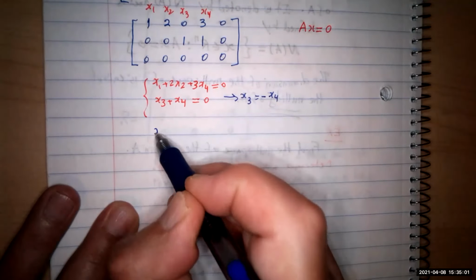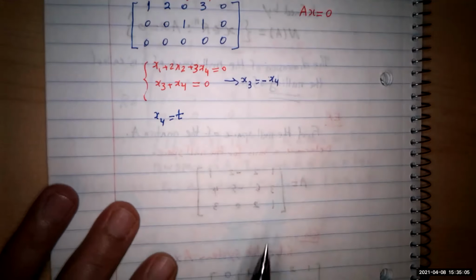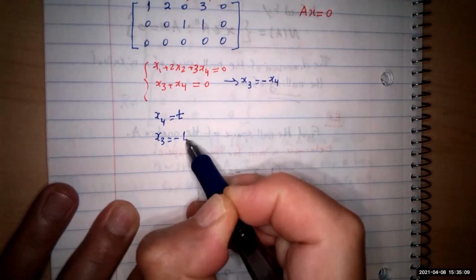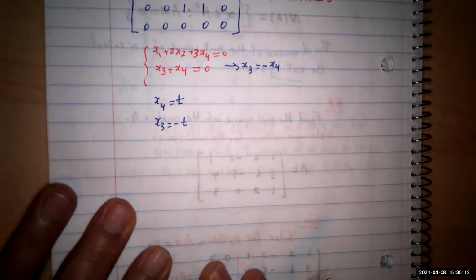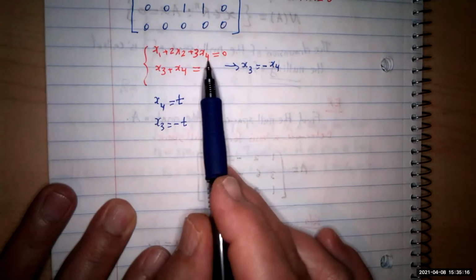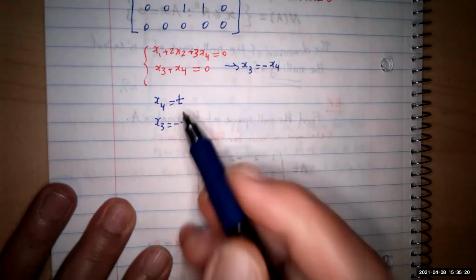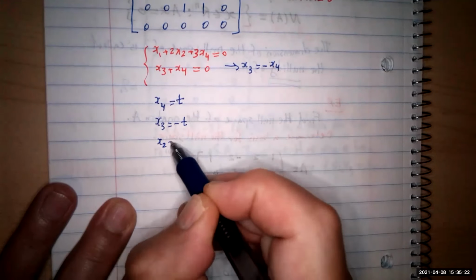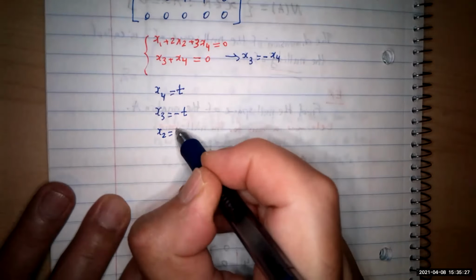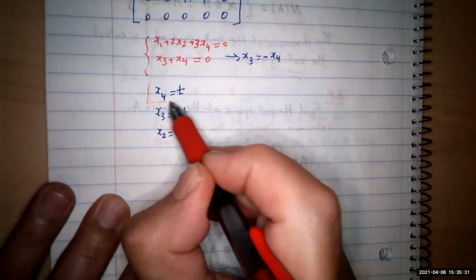So I pick x4 to be equal to t. Then x3 would be equal to the negative t. So I got two. Then I want to go here, so I have to pick one more. I pick x2 to be something like, call it s, call it r. So these are going to be my two free ones.